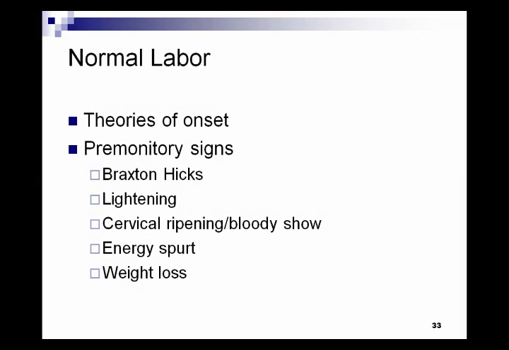We can also have an energy spurt. We call that nesting, like when birds build nests before they lay eggs. And we may see a small weight loss. She's holding a lot of water from all that estrogen and progesterone. But near the end of pregnancy, remember, those levels start waning off. So she may lose a little bit of water, resulting in weight loss.